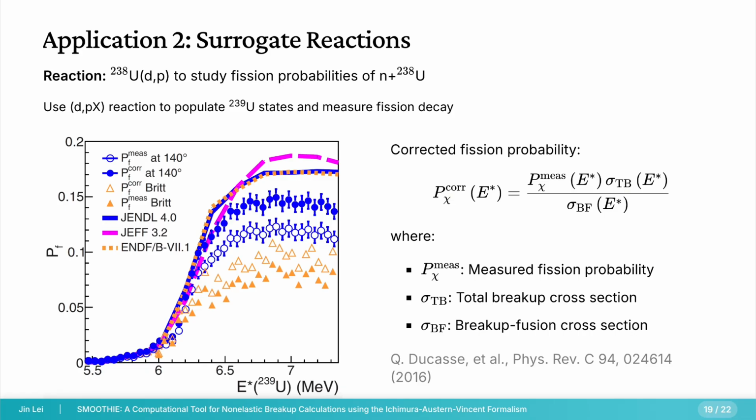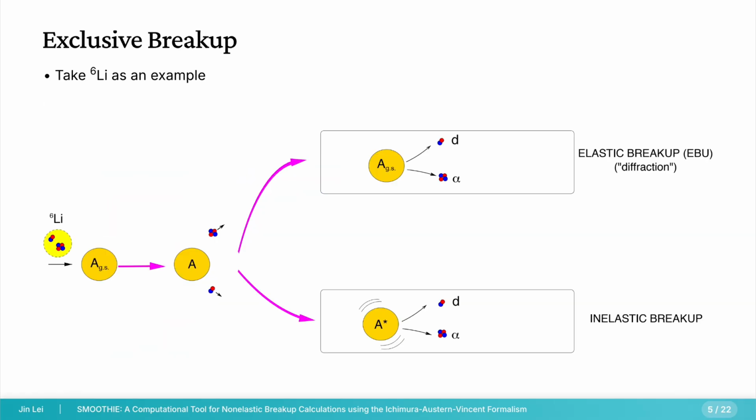Within the exclusive category, there are 2 subchannels: elastic breakup, where all participants remain in their ground states, and inelastic breakup, where one or more fragments, or the target, ends up in an excited state. You can point out how this channel demands complete kinematic reconstruction.